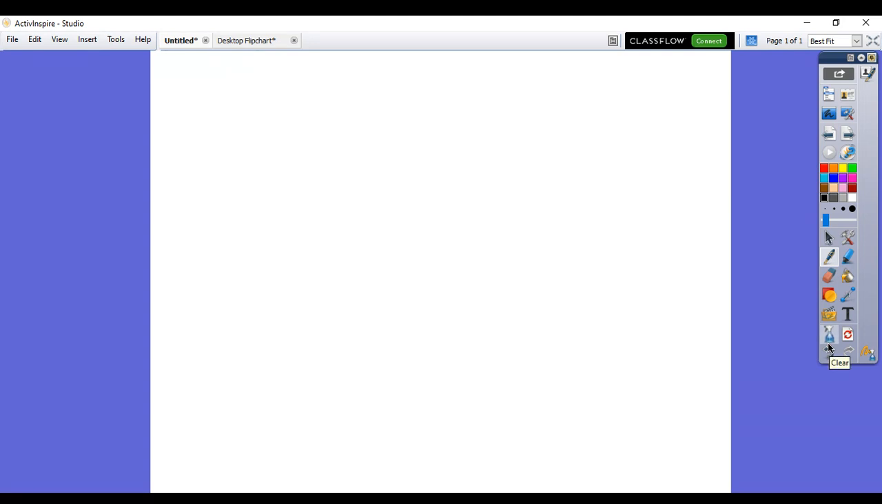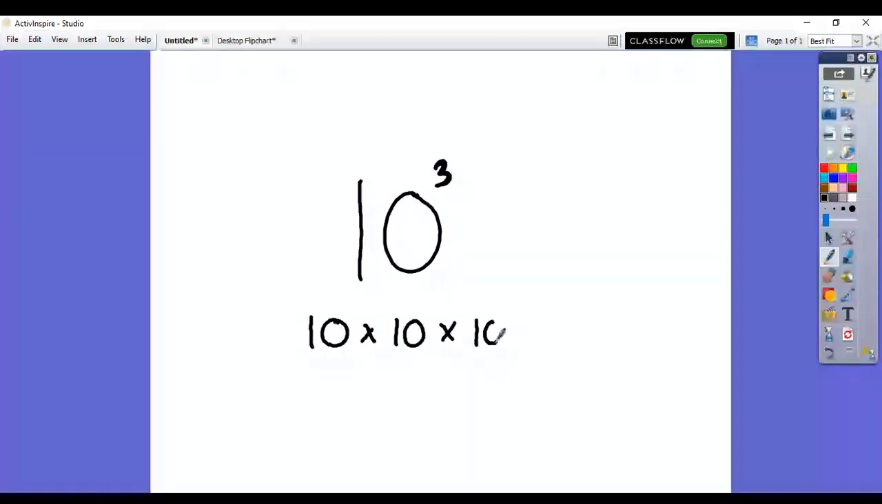Let's say I have the base 10 with a 3. That would be 10 to the third, or 10 to the power of 3. What this little number up here is telling me is how many times I multiply this base number by itself. If it has 3 up there, that means I would multiply 10 times 10 times 10, because I've got 1, 2, 3 times that I'm multiplying 10 by itself.